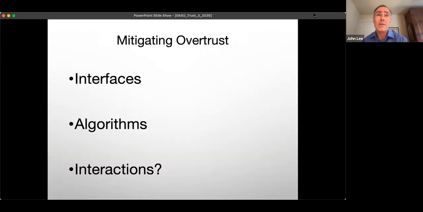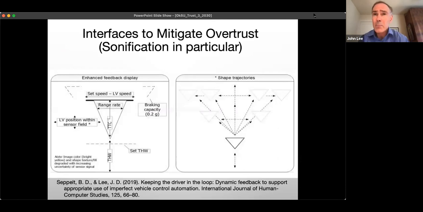So how do we address this? How do we mitigate over trust and give people a better sense of the risks they should be attending to? I think there's three basic approaches. One is interfaces, displaying information. The second one is algorithms, changing the way the vehicle responds, and then potentially interactions. How do you shift control back and forth between the person and the automation? And I'll talk about the first one briefly.